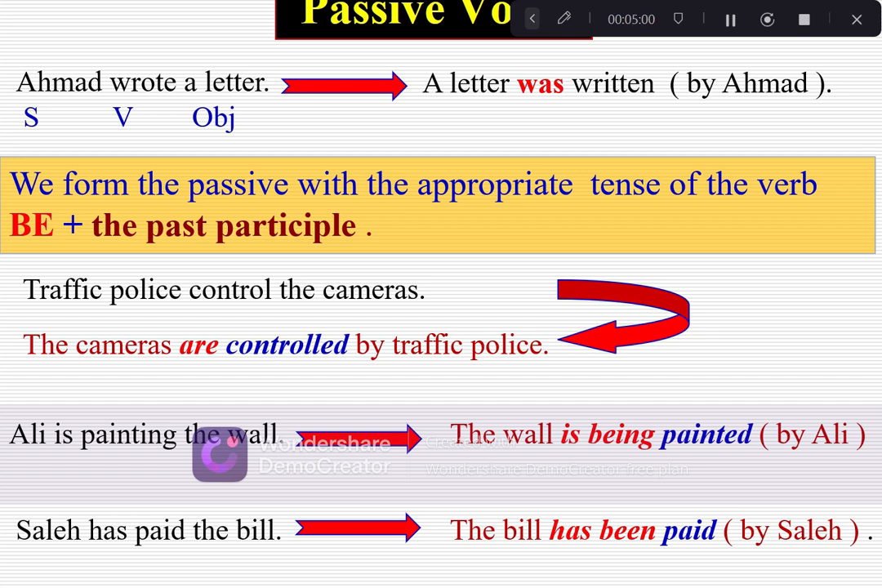How are we going to change it? The bill has been paid. Here we put the verb to be form been because the sentence is in the perfect tense. So we have to put here a verb to be which is related to the perfect tense, which is been.